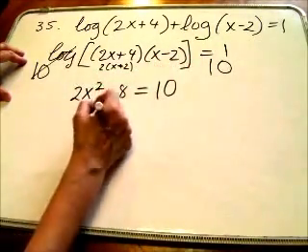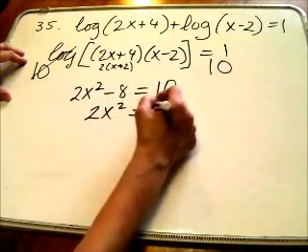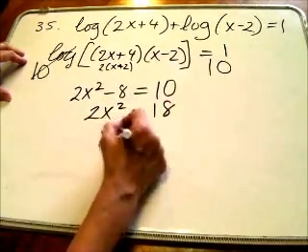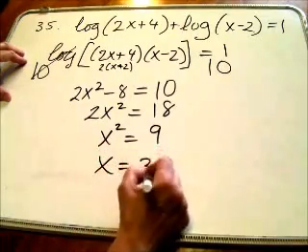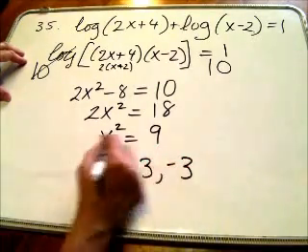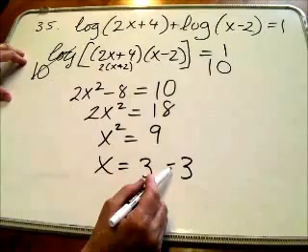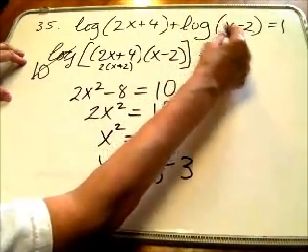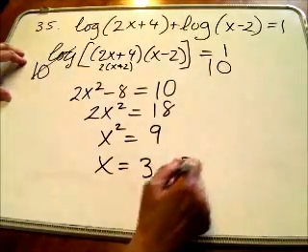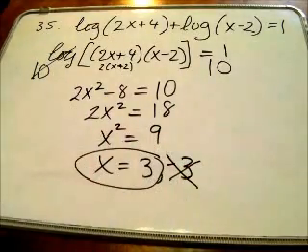Now, whoever planned this problem did a good job, because when we add the 8 and divide by 2, we get a nice 9. So x equals 3 or negative 3, because negative 3 squared is also 9. However, again, we get the issue with logs only being able to act upon positives, so the negative 3 is not going to work. Final answer, x equals 3.